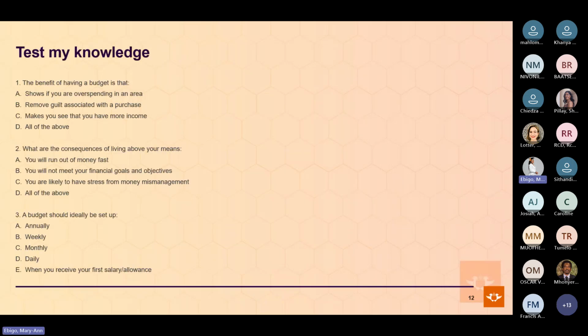So just quick questions to test my knowledge. There are multiple choice. The first question is, the benefit of having a budget is that it shows if you are spending in an area. It removes guilt associated with a purchase. It makes you see that you have more income. It shows if you are overspending in an area, sorry. What do you think the answer is?